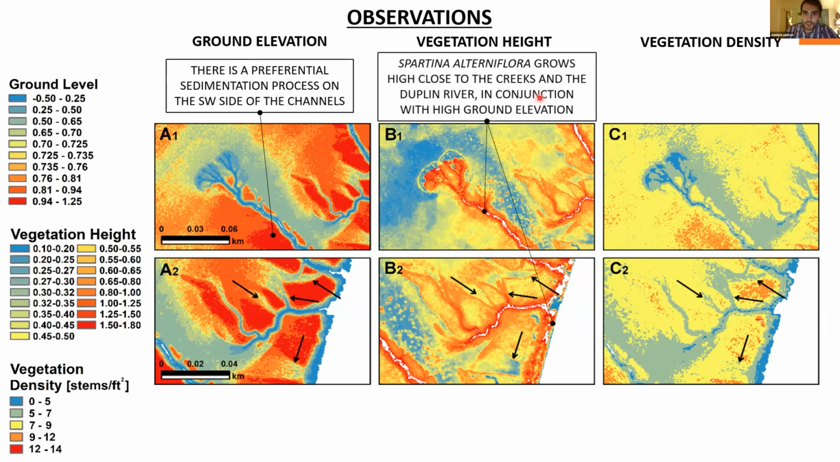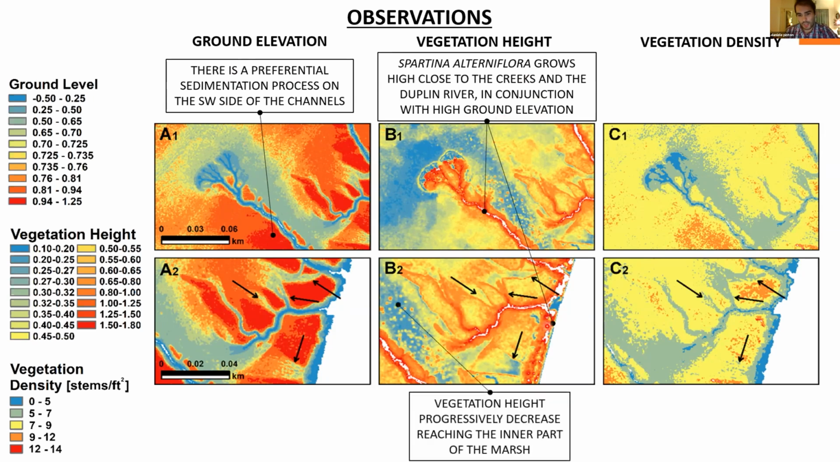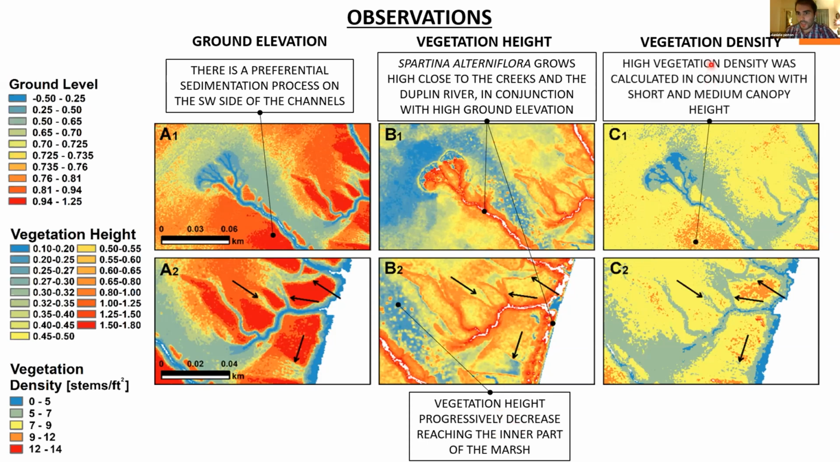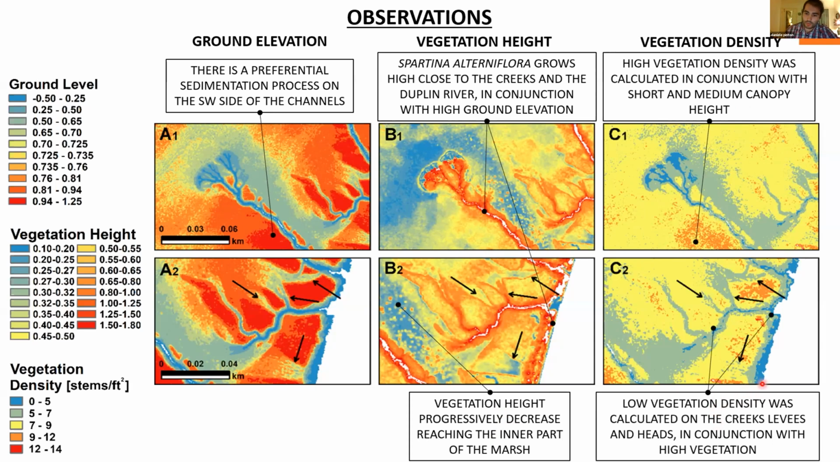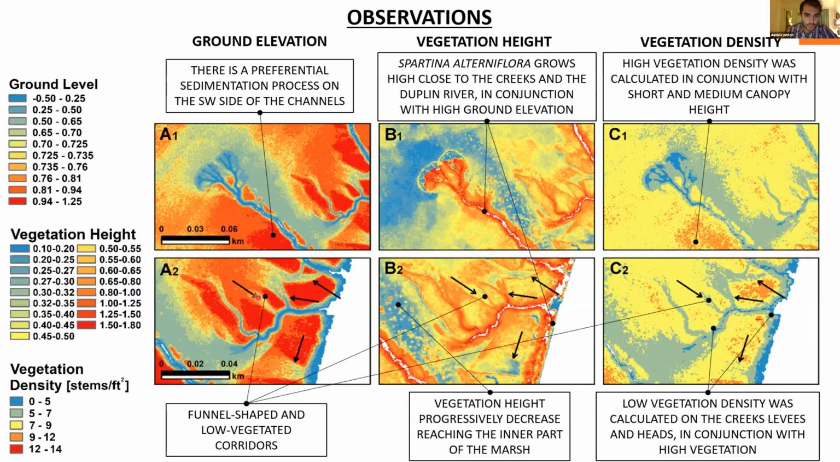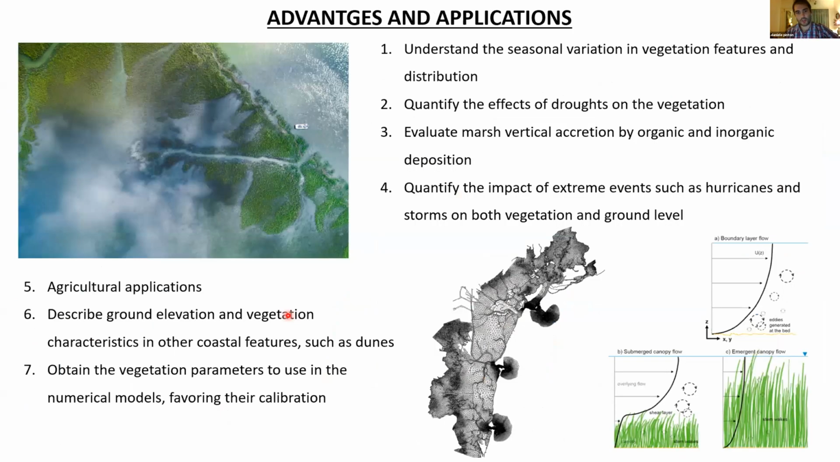About the vegetation height, we saw that the Spartina alterniflora grows higher close to the creeks and the river here at the edge, where the ground elevation is higher, and that the vegetation height progressively decreases, reaching the inner part of the marsh. Then we saw that the higher vegetation density was calculated in conjunction with the short and medium canopy height, and that the low vegetation density was calculated on the creek levees and heads in conjunction with the high vegetation. And finally, that we can determine where these funnel-shaped and low-vegetated corridors used by the water to go inside and outside the marsh are.